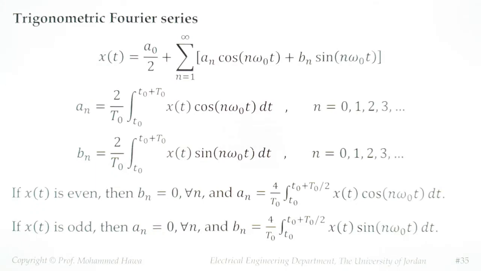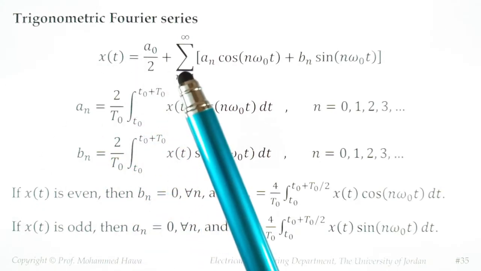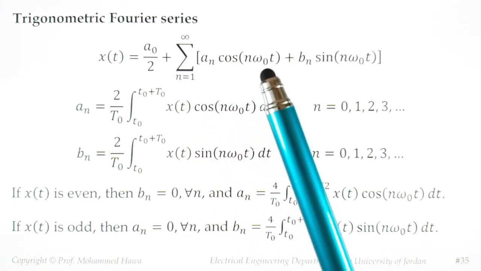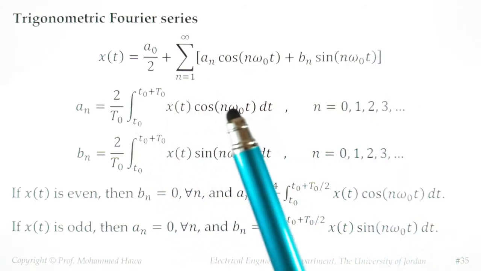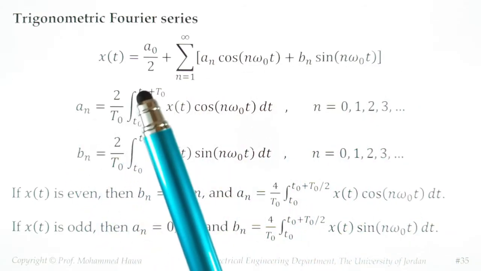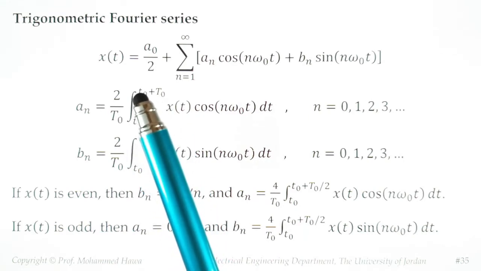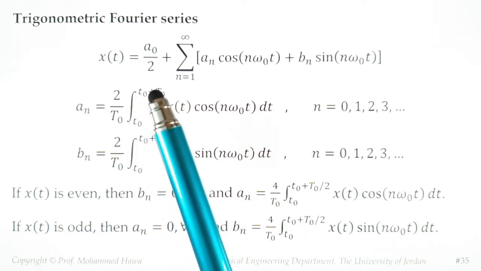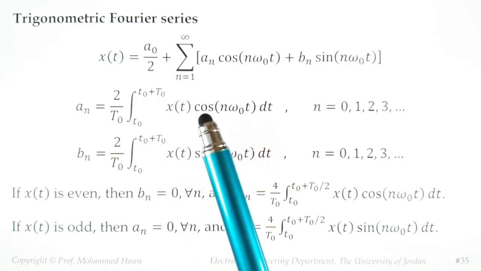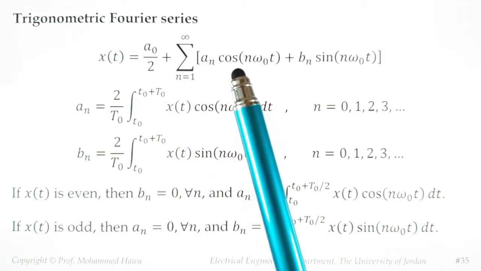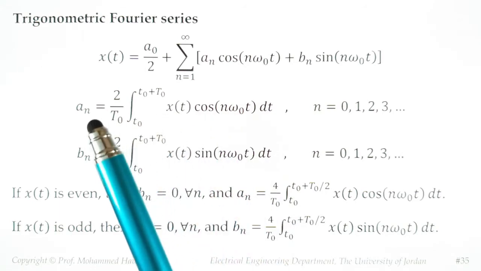How about the trigonometric form, where I say x of t is equal to a naught over 2 plus the summation of an cosine n omega naught t plus bn sine n omega naught t? Well, it's a similar integral. Notice an is a similar integral over 1 period T naught. Start at any point you want, and end at a point after one fundamental period. You take x of t, don't multiply it by e to the j, multiply it by cosine. Multiply it by cosine of n omega naught t. See here, cosine of n omega naught t, because you want an.